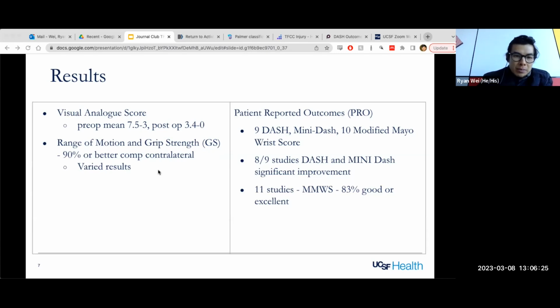Their patient-reported outcomes were the DASH, and then the mini DASH, which is a shorter version of it, and then the modified Mayo risk score, which Nelson mentioned both of those and showed those earlier. And we can see that 8 of 9 studies had DASH and mini DASH improvements, with 11 studies with the modified Mayo risk score showing 80% good or excellent outcomes.